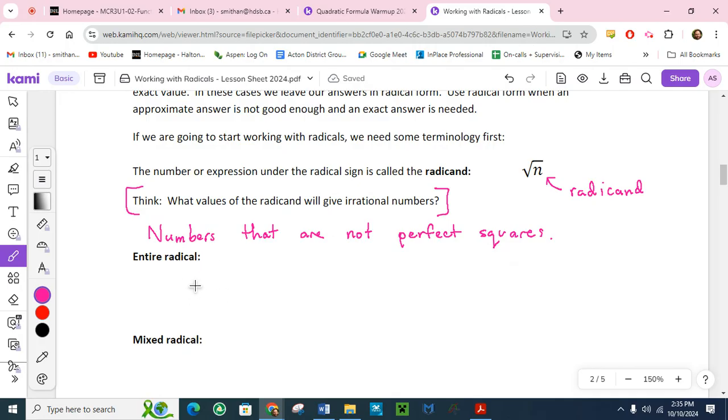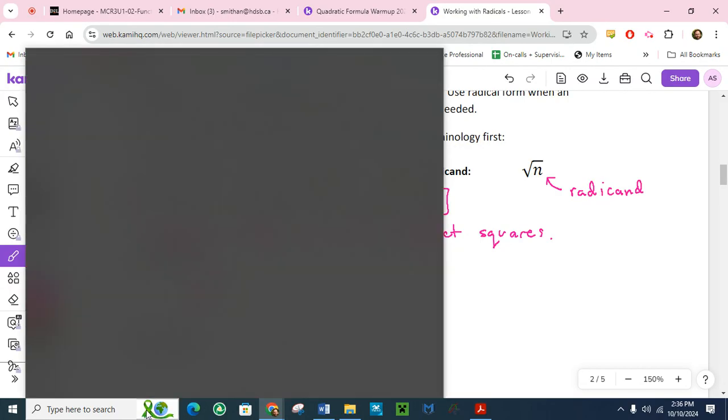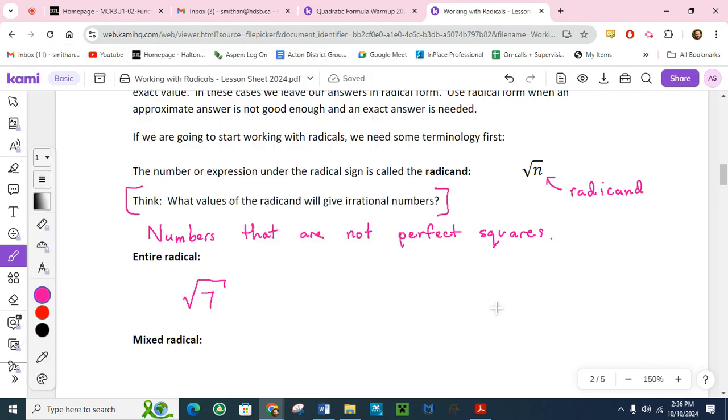Now, you can have two kinds of radicals. The first type is called an entire radical, and I'm just going to list some examples here. An entire radical is just a radical. There's a root sign and a number. So it's like root 7, root 19, root 34, pick your favorite number, etc. Those are called entire radicals.